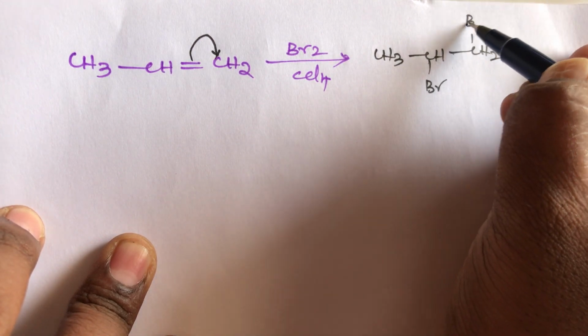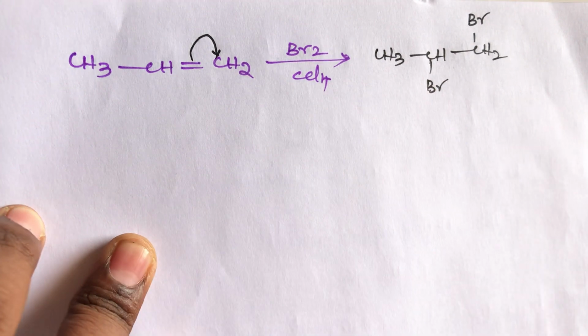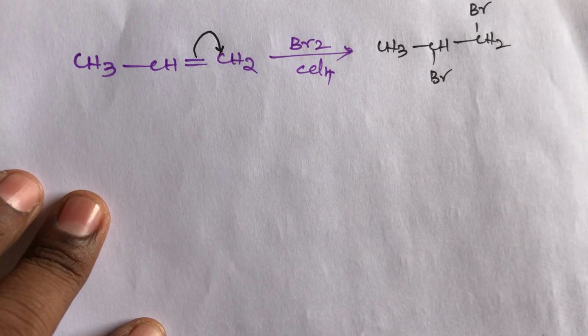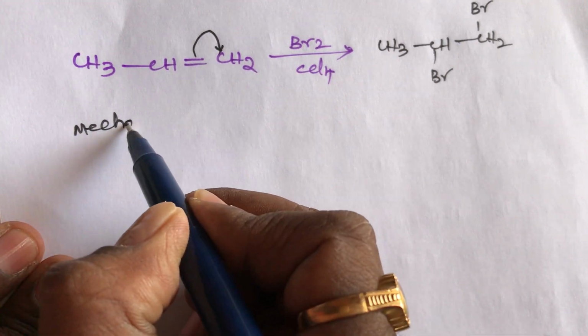This is the product, student. This is the anti-addition reaction. These two bromines are opposite to each other. So generally halogenation in the presence of CCl4 undergoes anti-addition reaction. So we can write the mechanism also, student. That is for propene. This mechanism I am writing here.